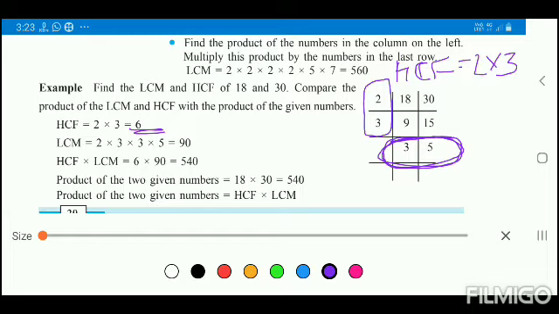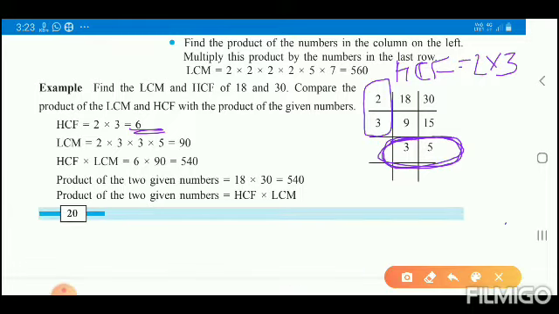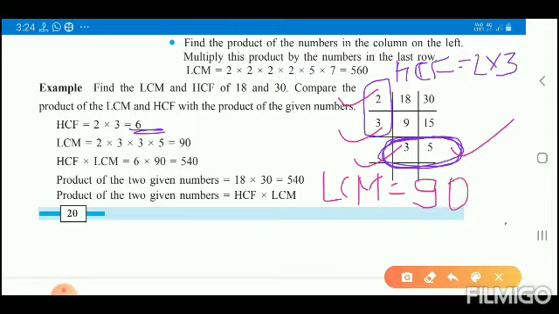Now LCM means the numbers we are considering, both the numbers in vertical arrangement and horizontal also. Here if you see, 2 occurs one time, maximum one time, 3 occurs maximum 2 times, and 5 occurs maximum one time. So the LCM is equal to 2 multiplied by 3 multiplied by 3 multiplied by 5. So your answer is 2 3s are 6, 6 3s are 18, 18 5s are 90. So the LCM of these two numbers is 90.